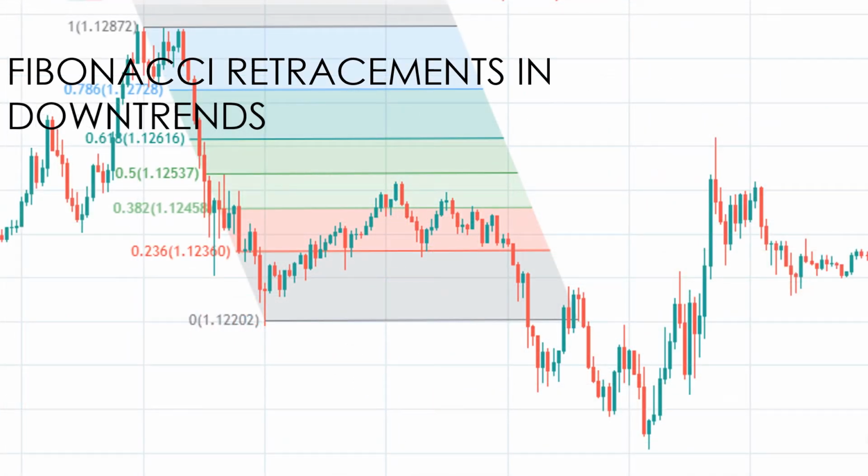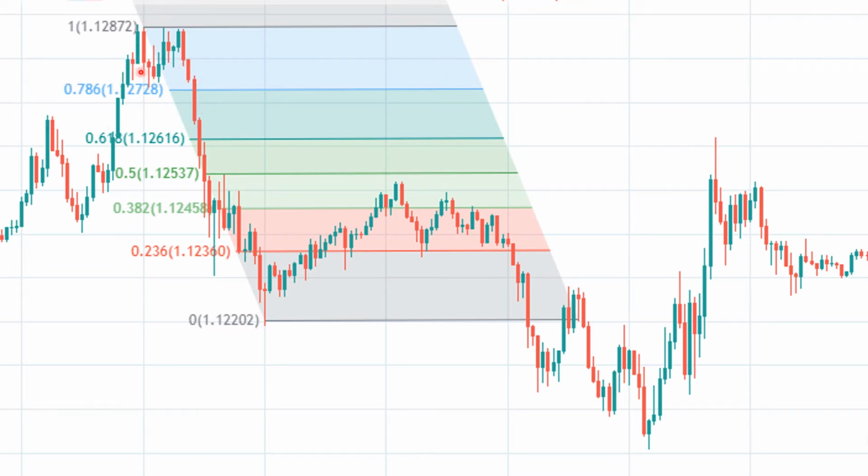Drawing Fibonacci retracements in a downtrend is similar to the uptrend. You click on the swing high, which is the highest point, and you drag the cursor to the swing low, which is the lowest point, and your software should generate something like this with each of the different Fibonacci levels.